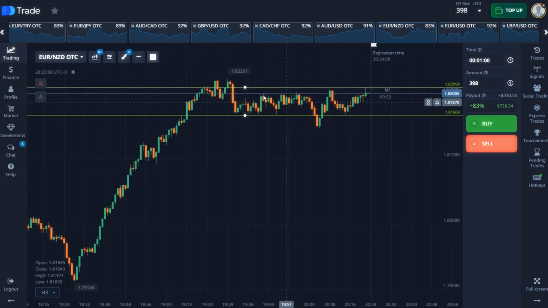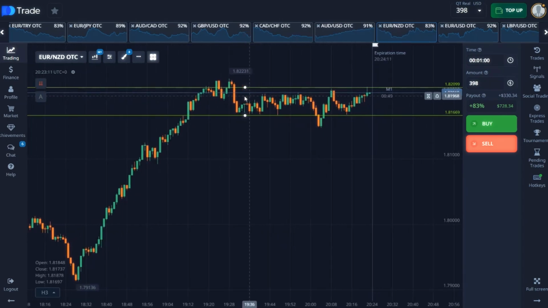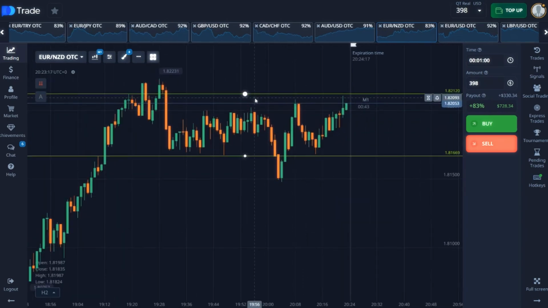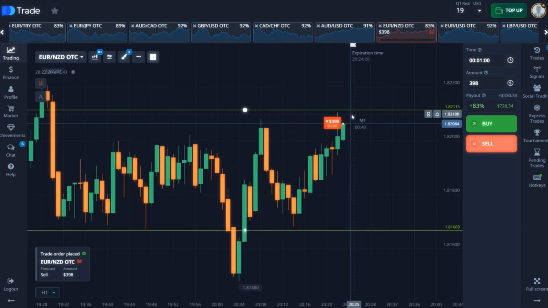So, friends, our deal ended in net plus. $728 on the balance. Excellent result. This is such a simple strategy, or rather, trading we got today.